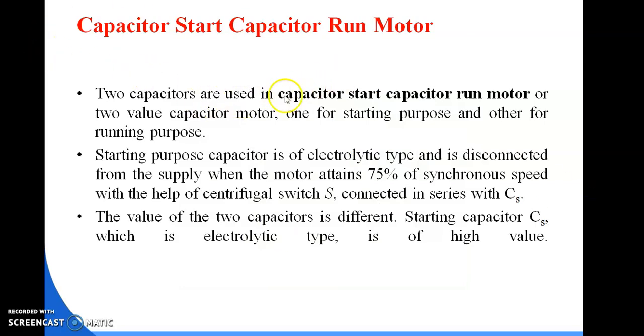Two capacitors are used in a capacitor start capacitor run motor, or two value capacitor motor as it is also called. One for starting purpose and the other for running purpose. The starting capacitor is of electrolytic type and is disconnected from the supply when the motor attains 75% of the synchronous speed, with the help of centrifugal switch S connected in series with the starting capacitor. The values of the two capacitors are different. Starting capacitor CS, which is electrolytic type, is of high value.